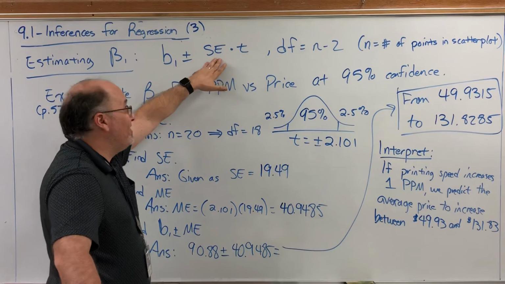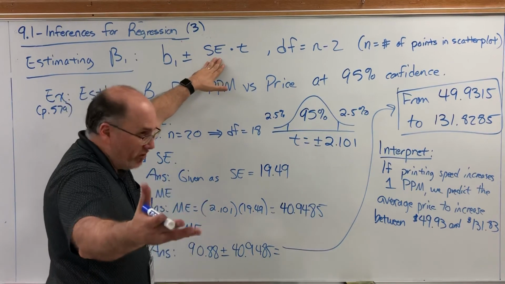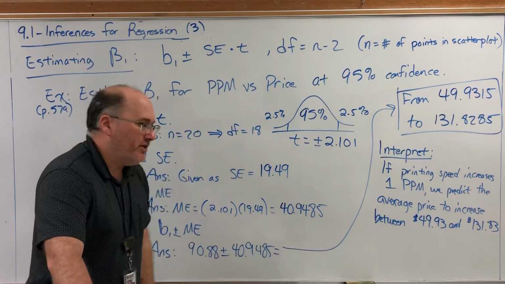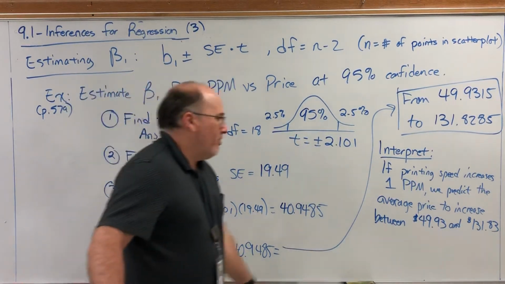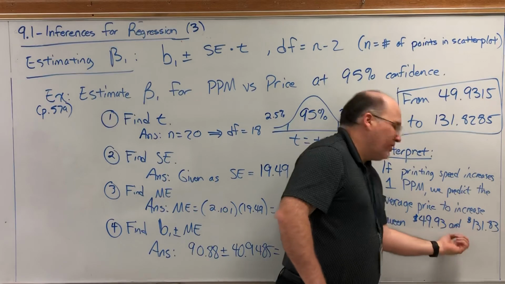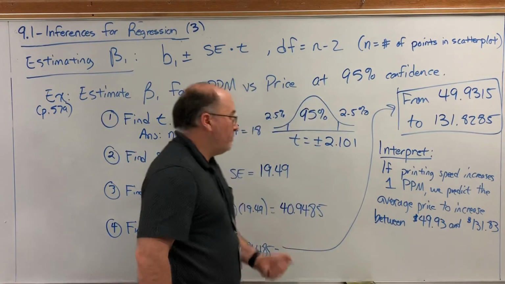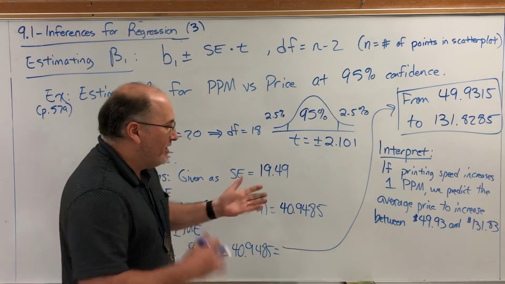I know that's not evident from the fact that they just gave you the standard error, but a general rule of thumb is the bigger the sample, the smaller the standard error. And so if we wanted to tighten this up, we would need more than 20 printers, speeds, and prices, and then we could get a tighter interval.